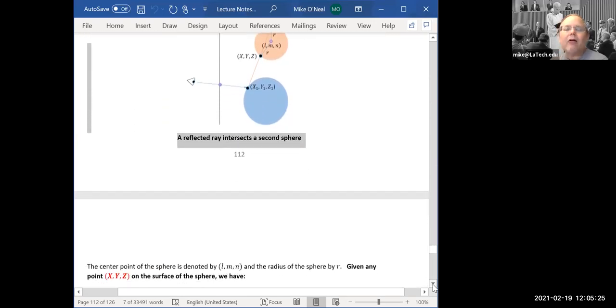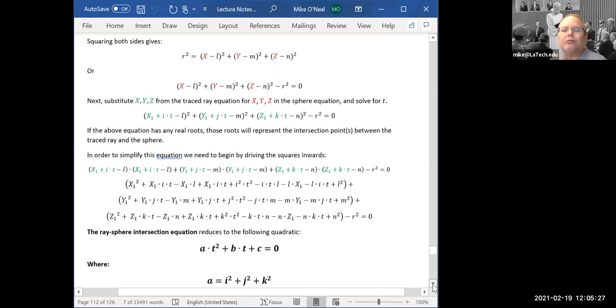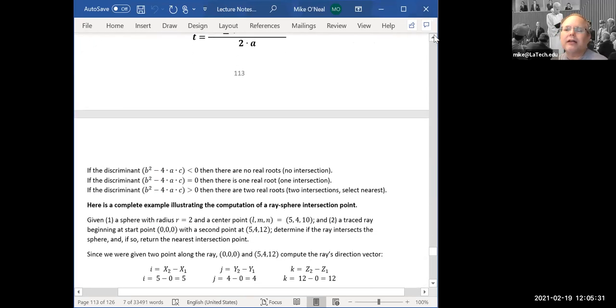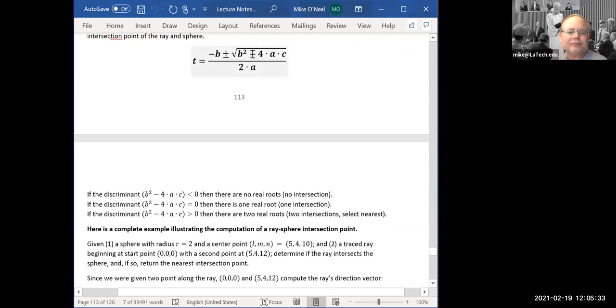Okay, now it's a quadratic, so you get the roots of the equation, and it depends if b squared minus 4ac is less than 0. If this is negative, you don't get a real number, right? So that means there are no real solutions. The line did not hit the sphere.